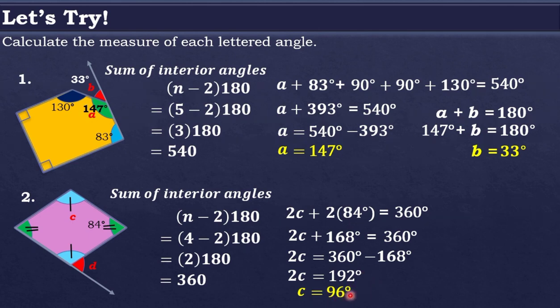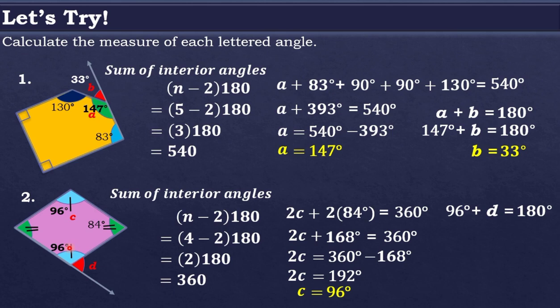Okay, so we have 96 degrees. So, ibig sabihin, kung ito po ay 96 degrees, congruent siya dito. So, therefore, this is 96 degrees also. So, kung 96 degrees ito, congruent siya dito. So, 96 din to. Now, makukuha na natin si D.